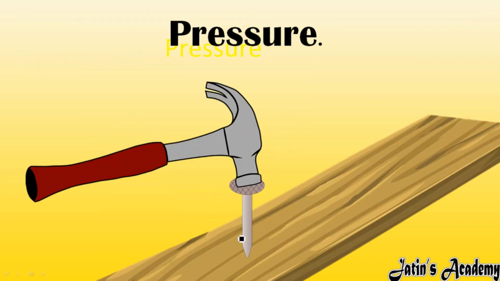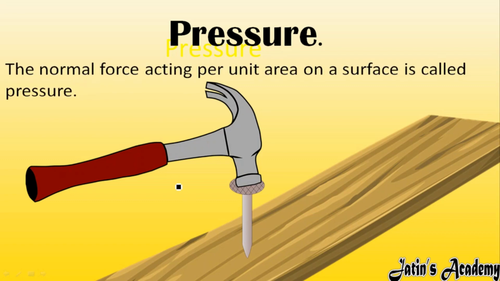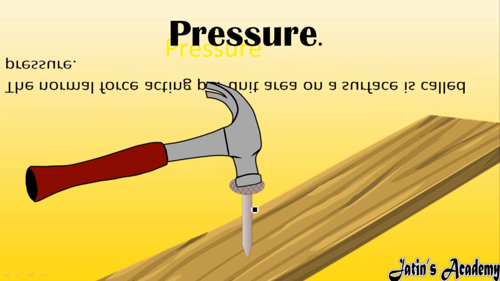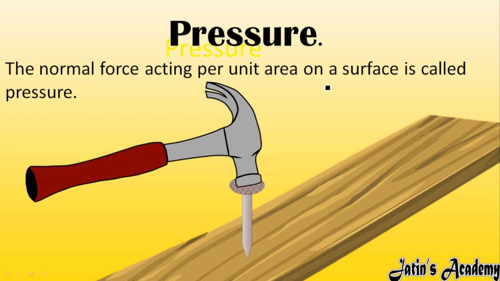Next, we have a new concept, that is pressure. So what do we mean by pressure? Normal force acting per unit area, meaning whatever force is acting per unit surface area, is known as pressure. Means how much pressure is applied. Pressure is the force applied on any object per unit of its area.